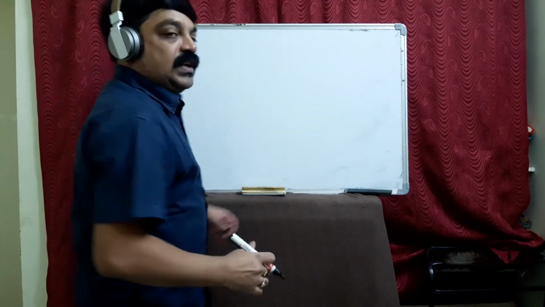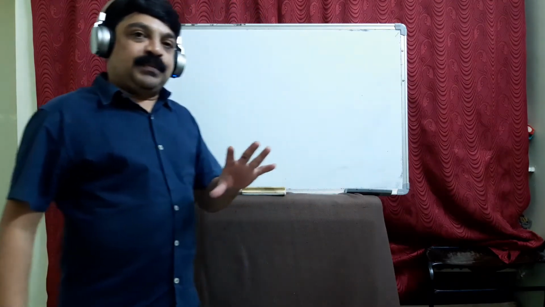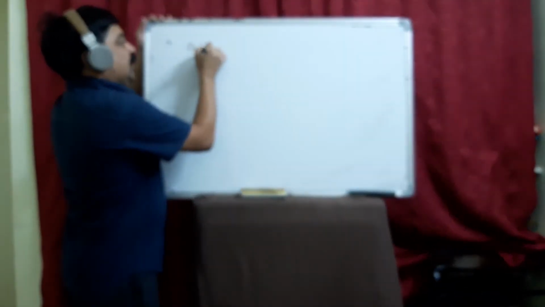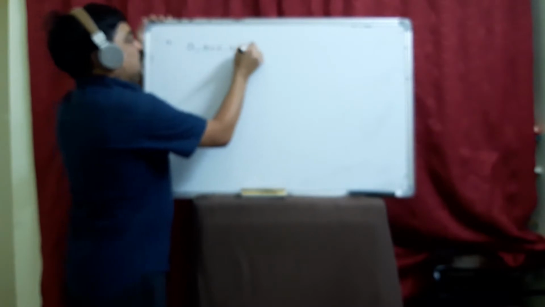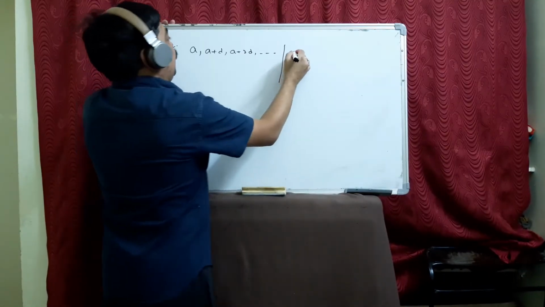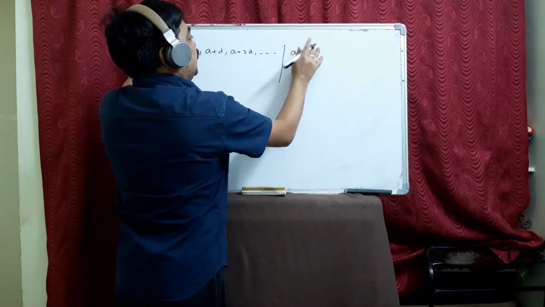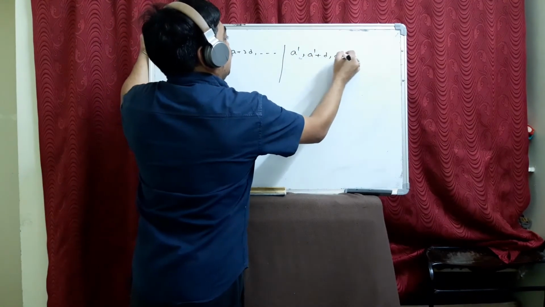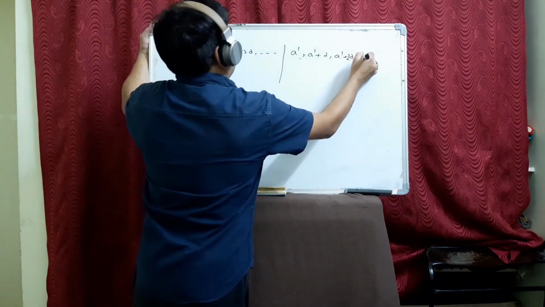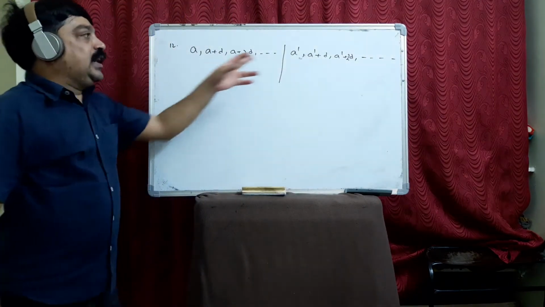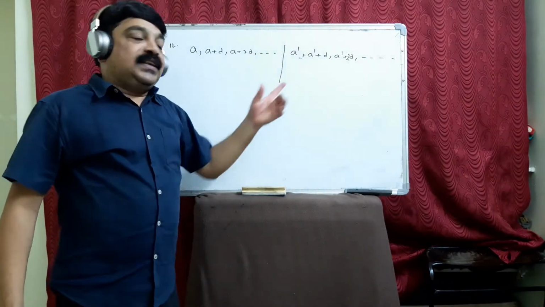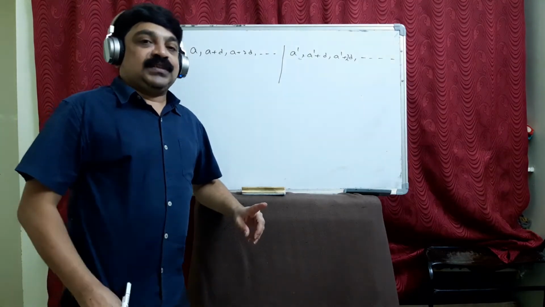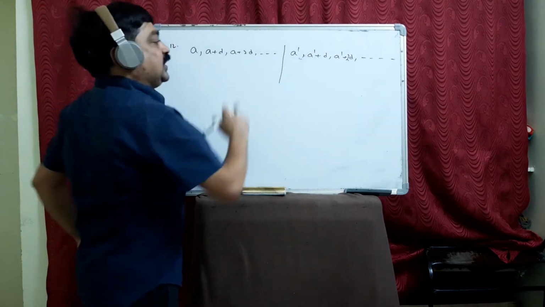The 12th question is a little different. Two APs having the same common difference. Let us write: the first one will be a, a plus d, a plus 2d, something like that. The second one will be a dash, a dash plus d, a dash plus 2d, and so on. Why did I write a dash here? Because they are two different APs. Why didn't I write d dash? Because they told us they have the same common difference.